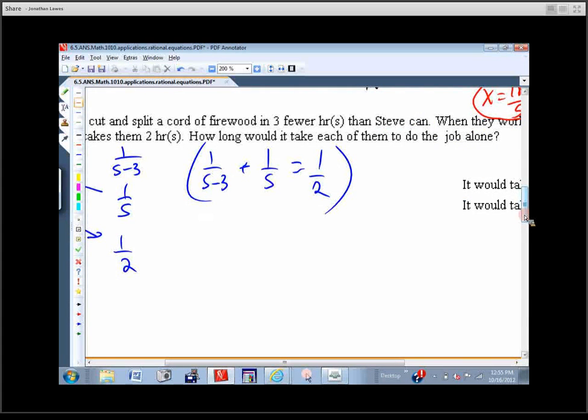2s times s minus 3. Okay, I need to cancel off a 2. Everybody agree with that? I need to cancel off an s, and I need to cancel off an s minus 3. So can I just put a minus 3 here? No, I need a completely separate factor of s minus 3.